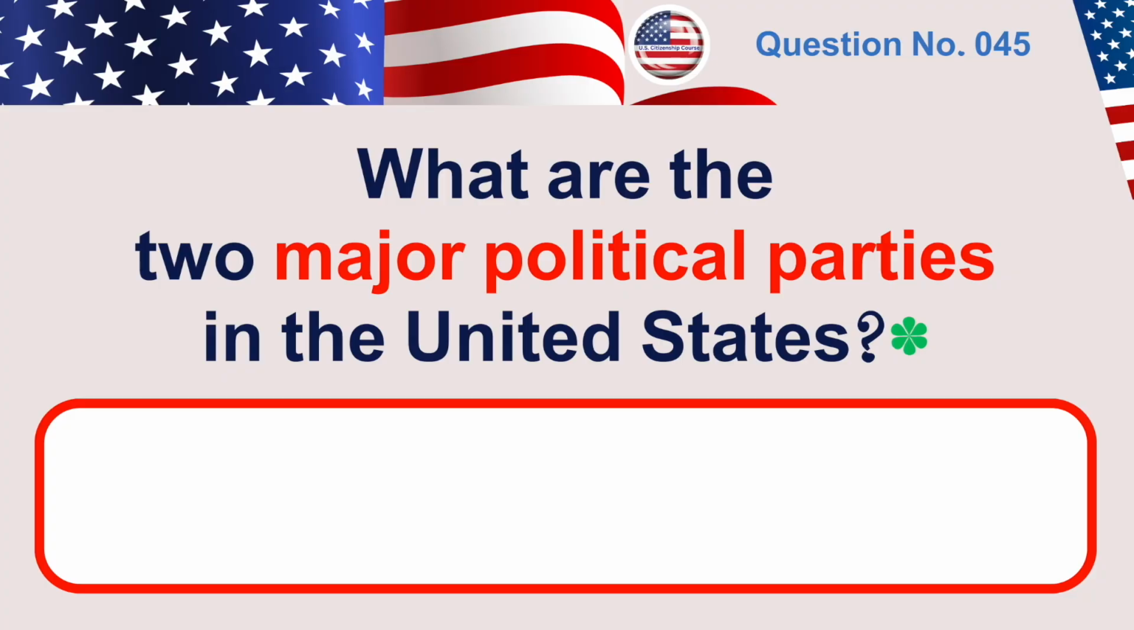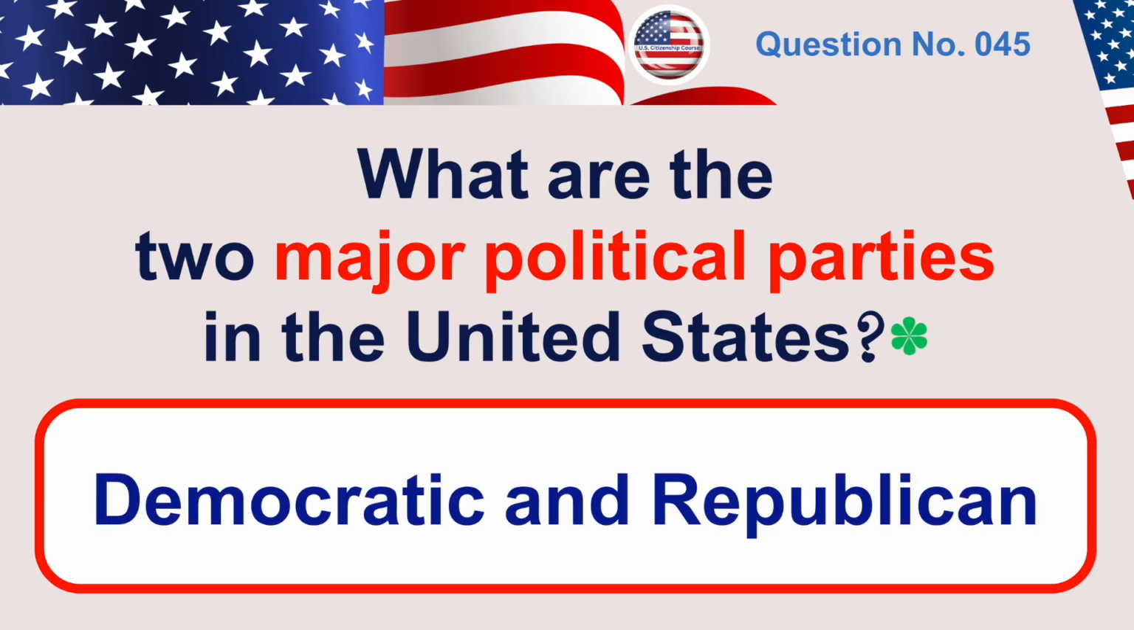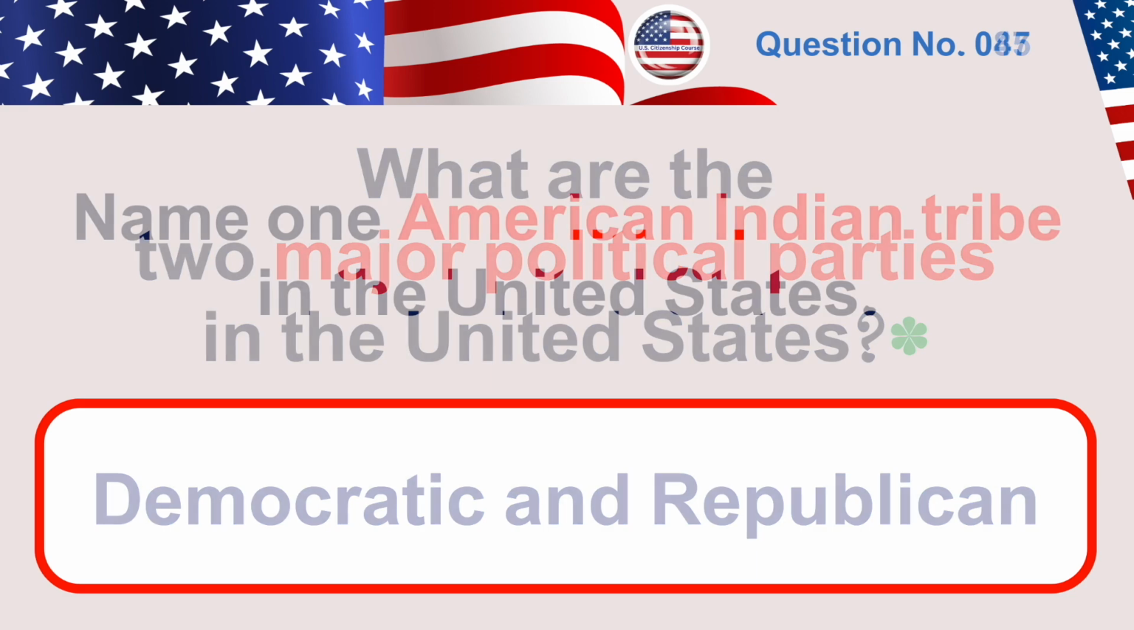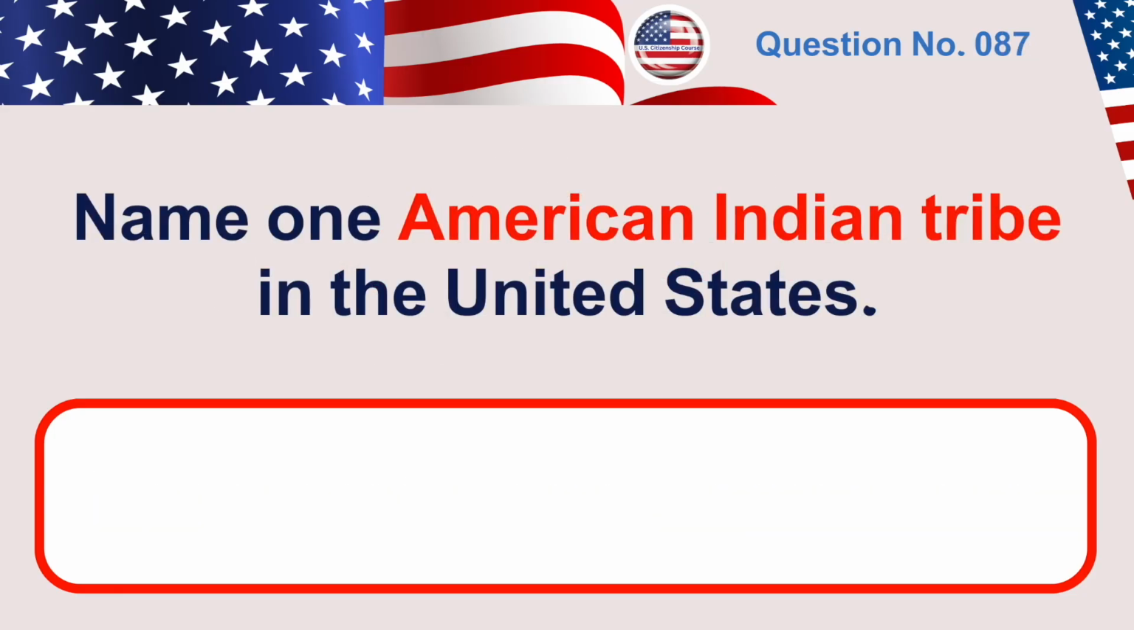What are the two major political parties in the United States? Democratic and Republican. Name one American Indian tribe in the United States. Cherokee.